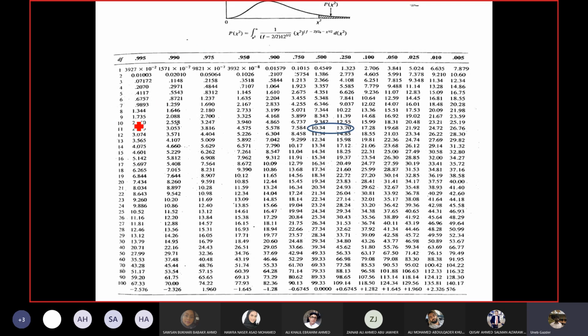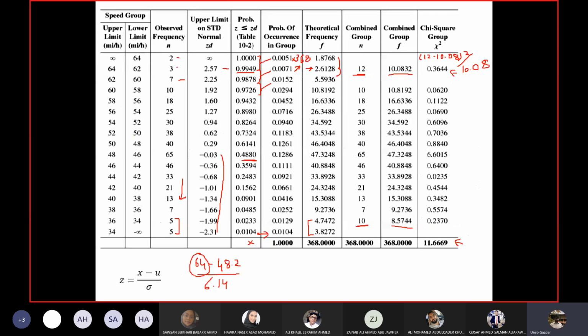Degrees of freedom is always number of speed groups minus 3. Which speed groups? The ones which we have now after merging. So how many speed groups do we have now? How many values do we have for n and f in these columns after merging? Each value is for each speed group, right? So you count the values. That means we have that many speed groups.